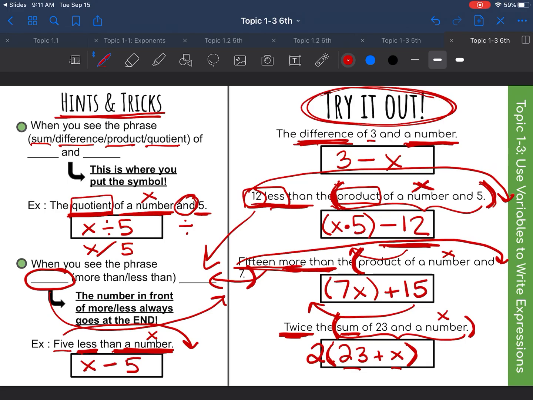So what I would suggest is to break up each sentence. Find out what goes together and think about which way they go. But also use these hints and tricks to help you as well when you're solving these. So I'm going to attach a Google form to the end of this Edpuzzle. So make sure you complete that Google form to the best of your ability.